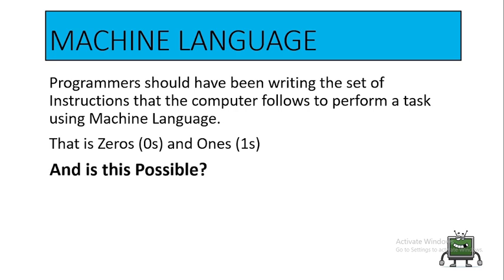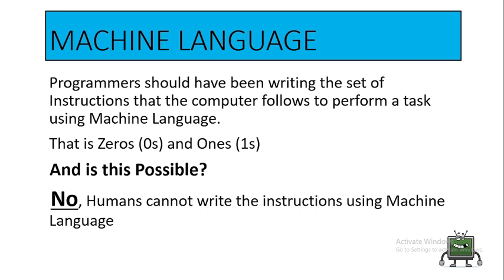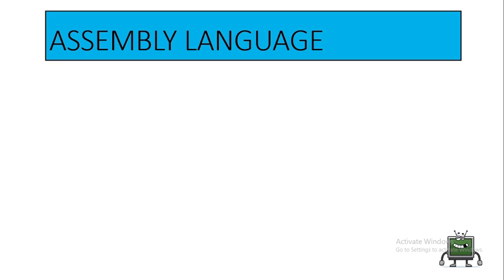And the question is, is it possible that programmers can actually write a set of instructions using zeros and ones? The answer is no. Humans cannot write the set of instructions using machine language. Why? Because we humans don't deal with zeros and ones. We deal with characters, symbols, and alphabets. So because we humans, or programmers, cannot deal with zeros and ones, they introduced what is called assembly language.